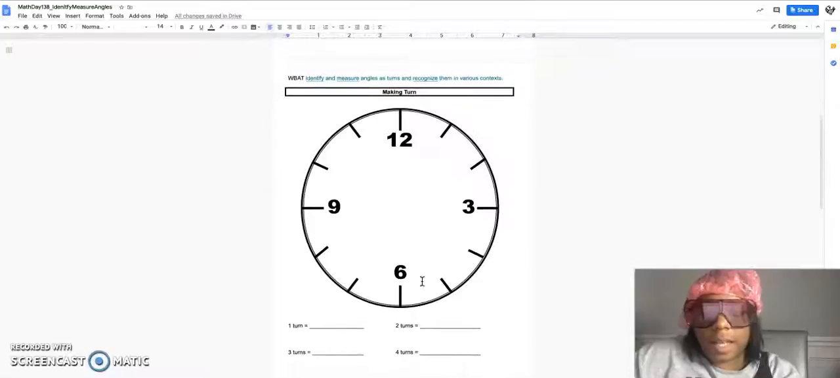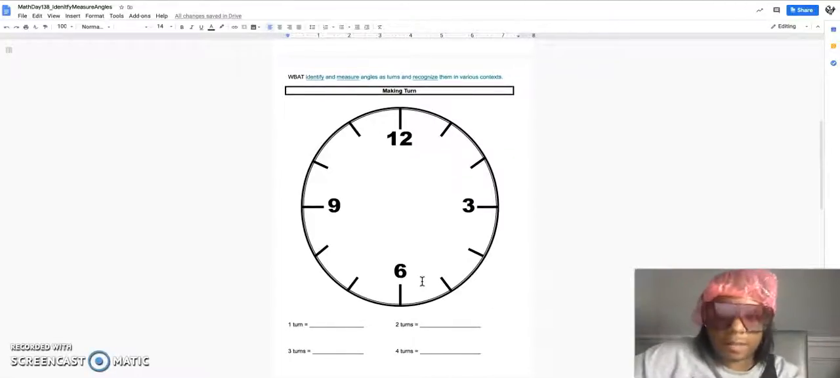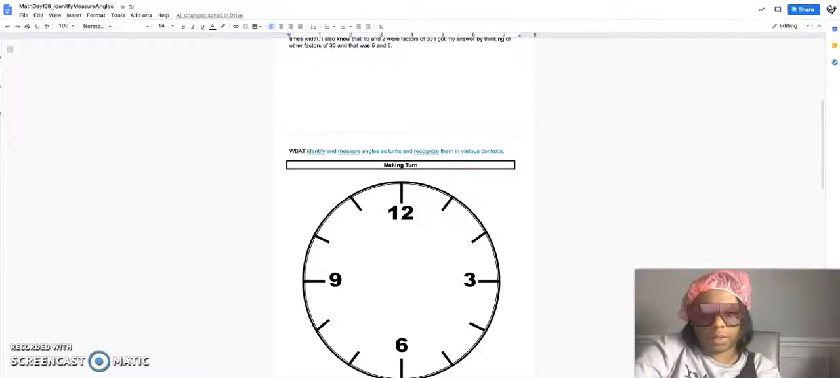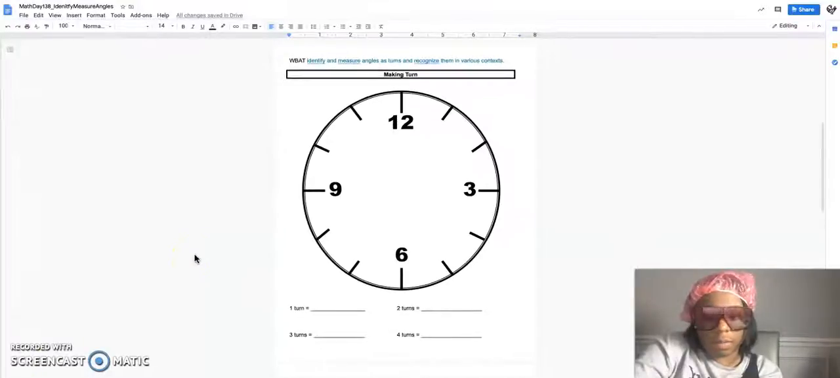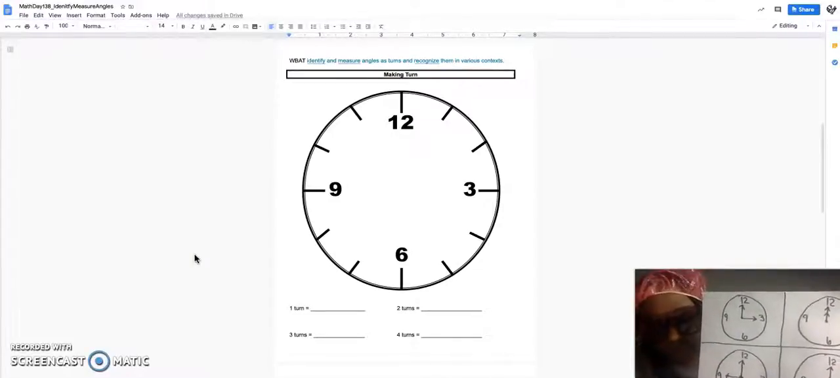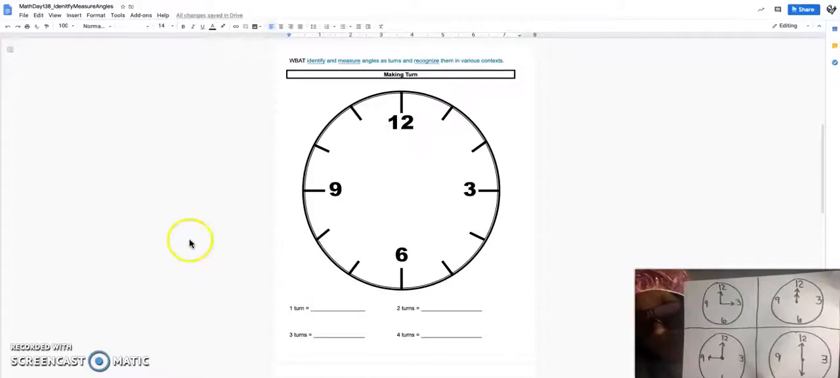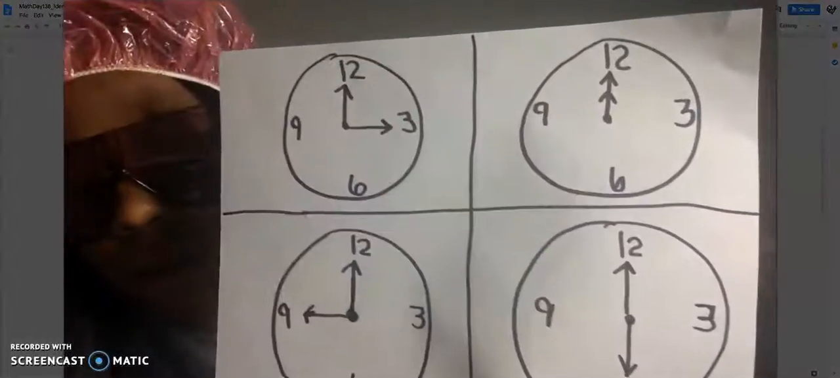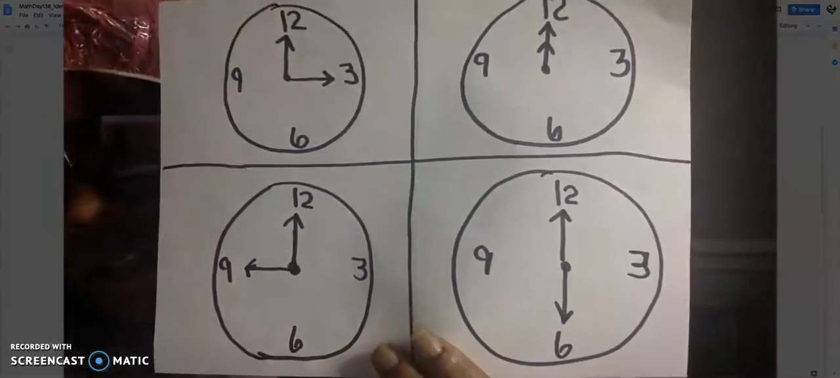Now, today in class, Kipsters will be able to identify and measure angles as turns and recognize them in various contexts. Making turns. So, when we look at a clock, the easiest way to figure out how to make turns on a circular protractor is to associate it with a clock. Now, every one of us has seen a clock before. Now, what I did was I went ahead and drew some clocks, and I'm going to make sure I put it on the bigger scale. So, if you guys can see.